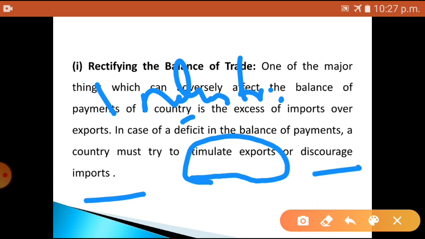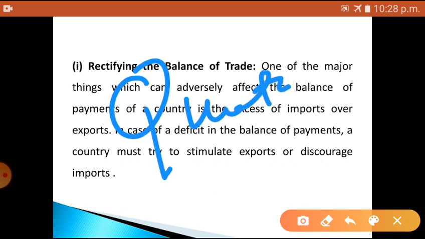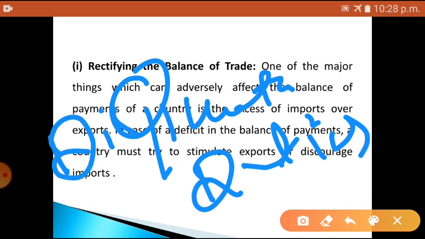How should they restrict imports? By adopting quotas, meaning only a limited amount of goods can be imported, or by imposing duties, meaning putting high taxes, or by reducing people's disposable incomes, by higher taxation, by reducing government expenditures, or by total prohibition. If we use these methods we can control the disequilibrium in BOP.